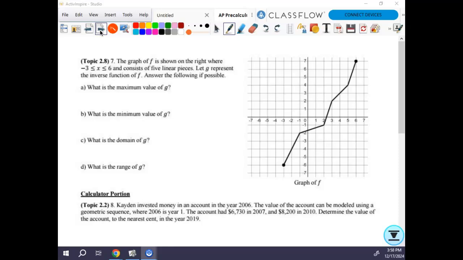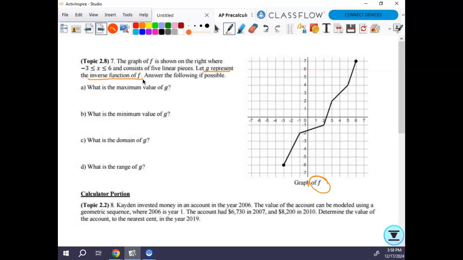Alrighty, so the graph of f is shown at the right, where -3 to 6 consists of 5 linear pieces. Let G represent the inverse of f. So sometimes we call it f inverse, sometimes we call it G. We're going to answer the following if possible.